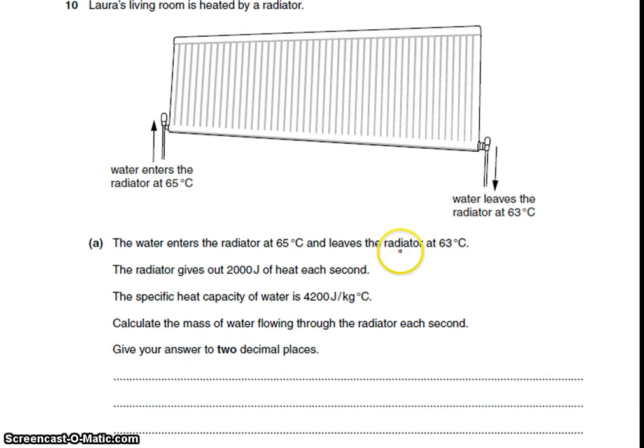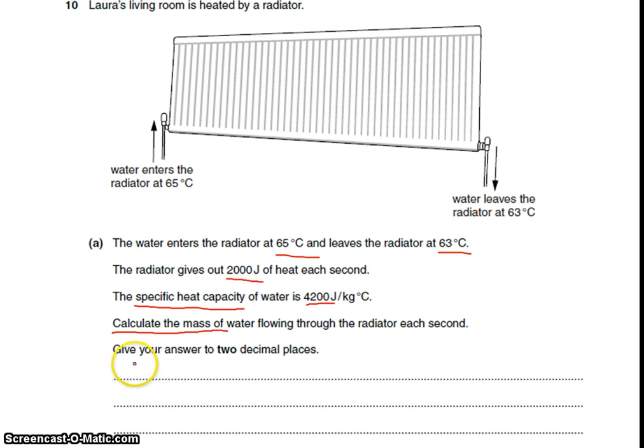Okay, the next question is again another calculation. This is about heat. So it tells us we've got a radiator, and that the water enters the radiator at 65 degrees and leaves at 63, and that the radiator gives out 2000 joules of heat energy per second. It tells us the specific heat capacity of water as 4200, and it tells us to calculate the mass of water flowing through the radiator each second.